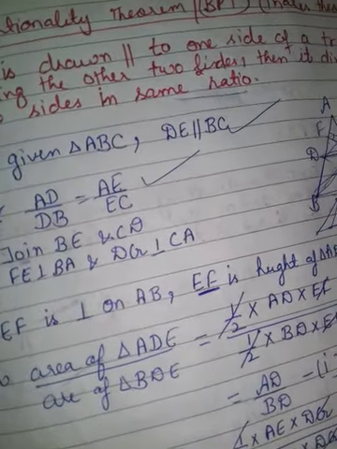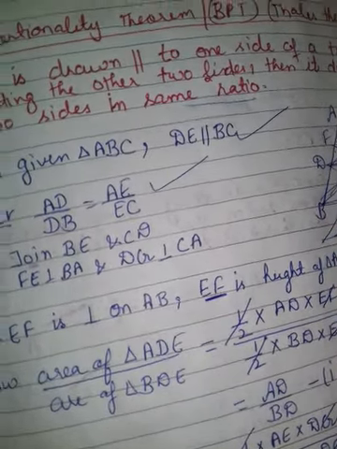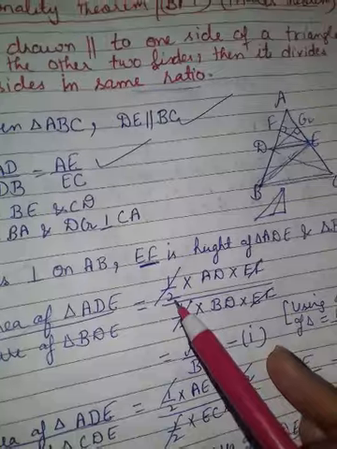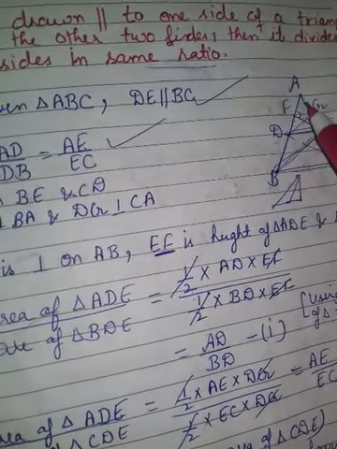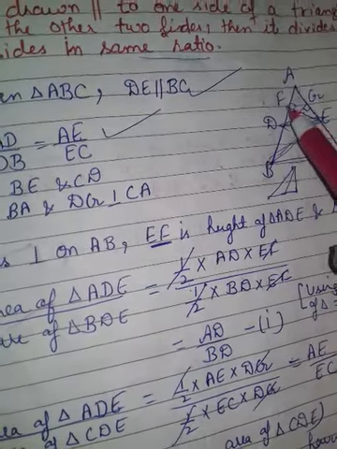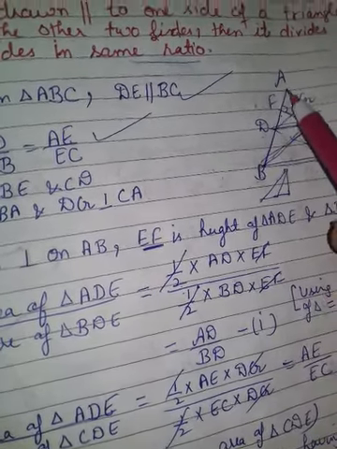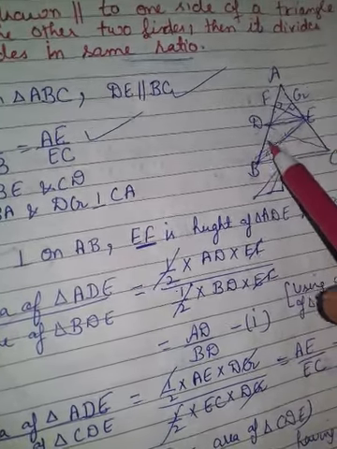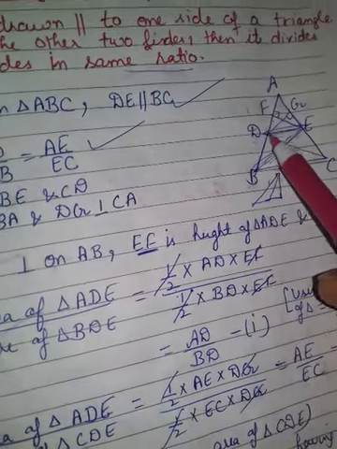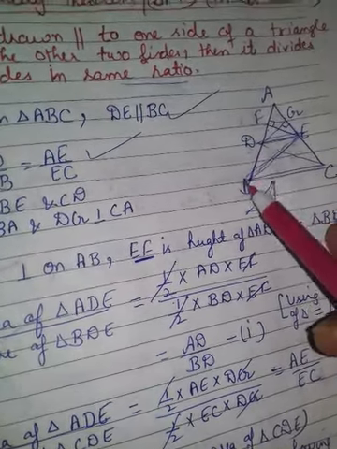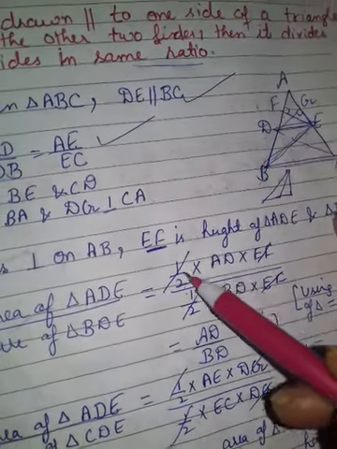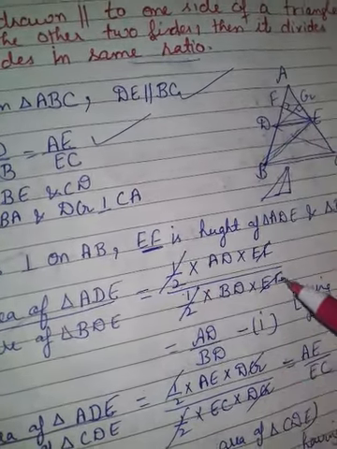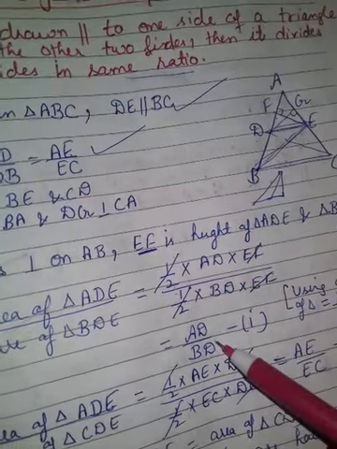You know what is the area of a triangle? Half into base into height. Firstly, I am writing the above one. Half, base is AD, height is EF. Why are we taking AD as base? Because EF is perpendicular on AD, so AD is working as the base. Now in triangle BDE, half into BD into EF. I told you EF is working as the height in both. They both will cancel and only AD upon BD is left.